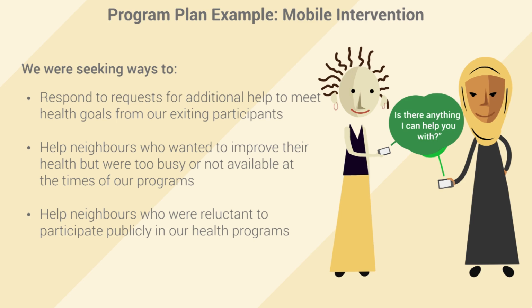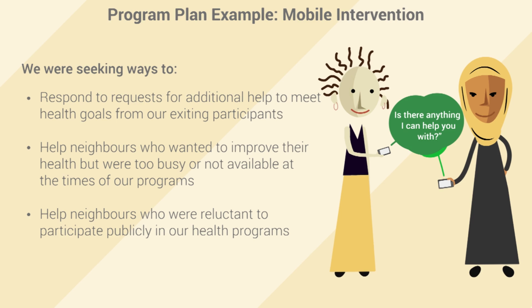So the first thing that comes to mind when we think about mobile intervention is that it is a response to something that was asked for by existing participants. They were already part of our programs, or they knew of our programs, and what they were looking for was additional help in achieving a particular health goal. So it started with the community asking for a particular service. It started with the community asking for something, and that's the way that all Community Matters programs start. They start at that community level, at that very basic ground level.